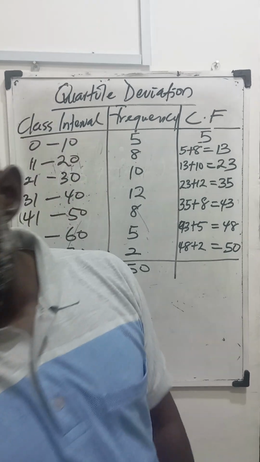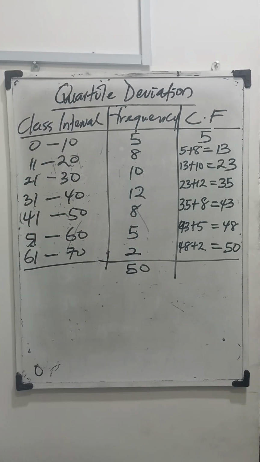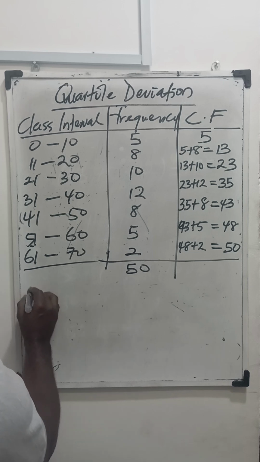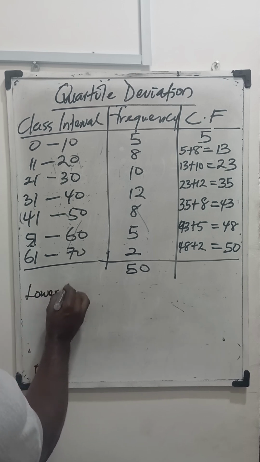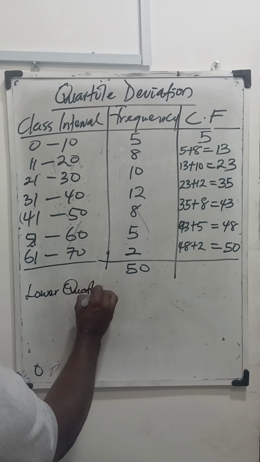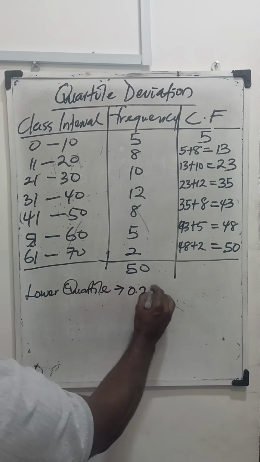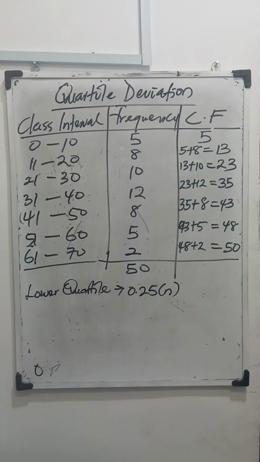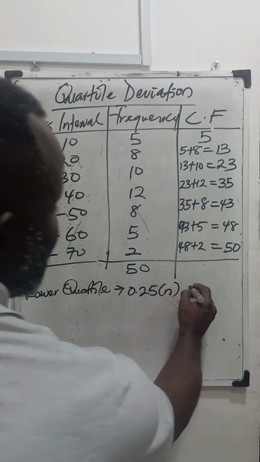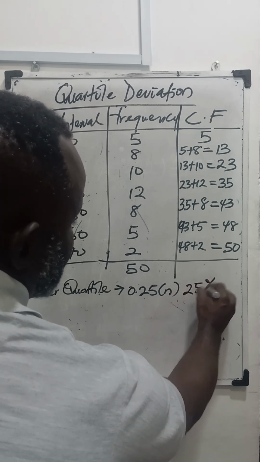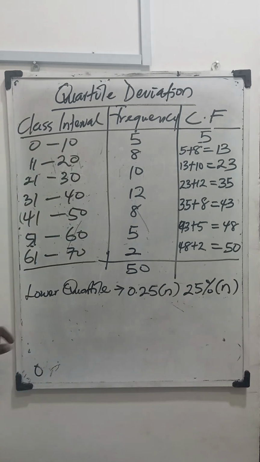So now we want to get the quartile deviation. Remember the formula for the lower quartile? The lower quartile, which we have as 0.25 n. I hope you remember that. 0.25 n, which is also what? 25% n.